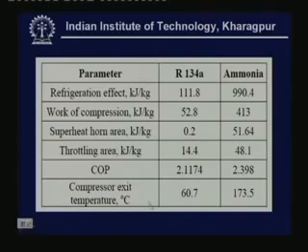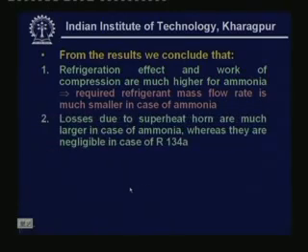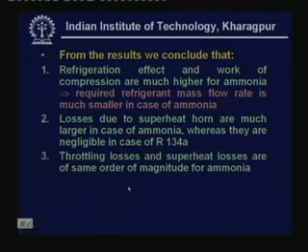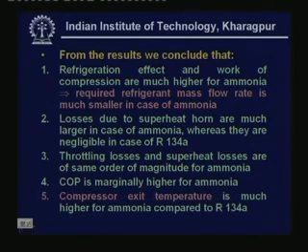So, from this we can easily conclude that the refrigeration effect and work of compression are much higher for ammonia. This means the required refrigerant mass flow rate is much smaller in the case of ammonia, and losses due to superheat horn are much larger for ammonia, whereas they are negligible in the case of R134a. This is because of the differences in the vapor dome on the TS diagram. Okay, and throttling losses and superheat losses are of the same order of magnitude for ammonia. COP is marginally higher for ammonia, and compressor exit temperature is much higher for ammonia compared to R134a. So, these are the conclusions from comparing the results of ammonia and R134a.